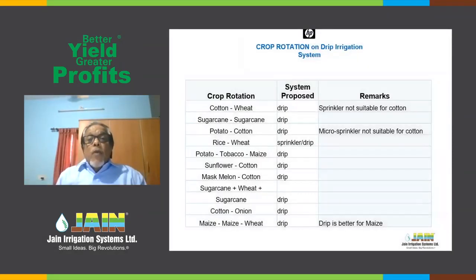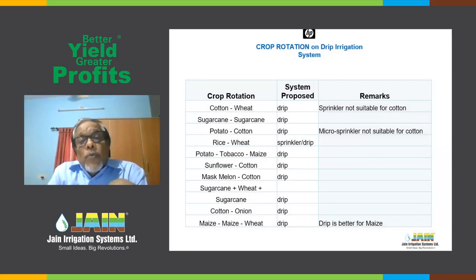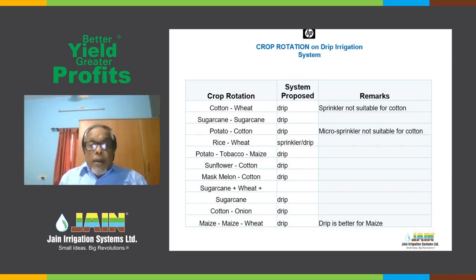Now, for example, crop rotation on a drip irrigation system, many of them have cotton, wheat. And sometimes sprinkler can be used for wheat, but sprinkler is not suitable for cotton. You get flower drop, and pollen wash. So sprinkler is out. It has to be drip. Sugarcane, drip. Potato, cotton, drip again, because micro sprinkler is not suitable for cotton. That's the same thing. Rice, wheat, okay, you can have a sprinkler system or a drip system. Drip, of course, gives more water economy, higher yield and all that.